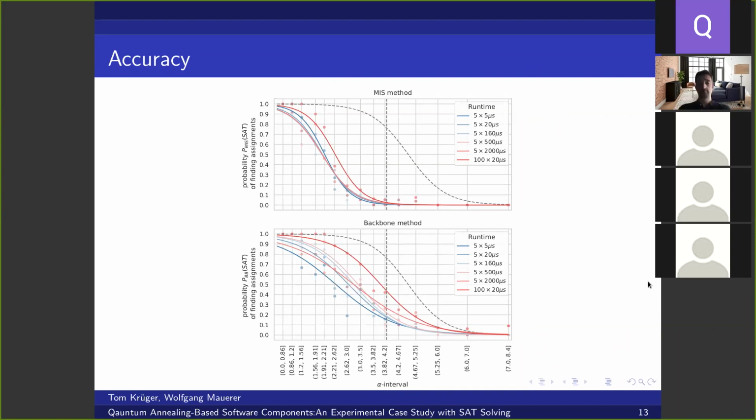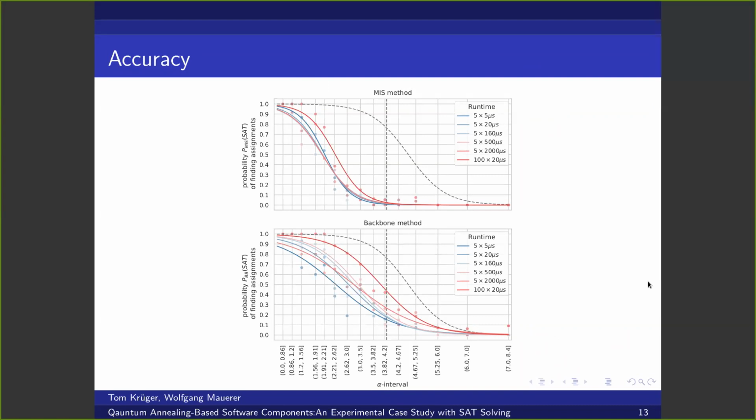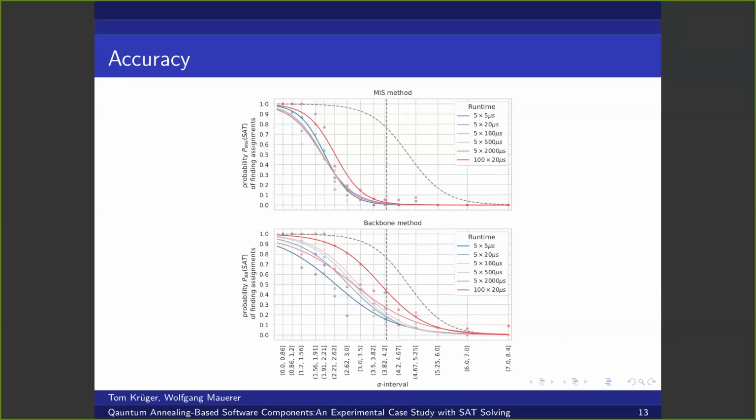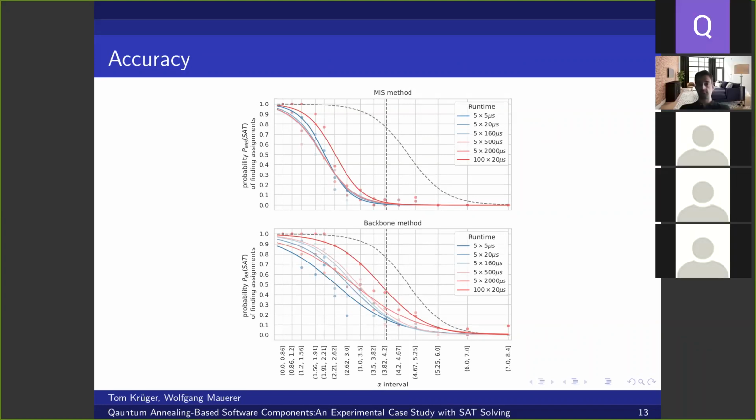Which is very nice. And now we know that in both metrics, embeddability and accuracy, our backbone method outperforms the MIS method on this specific setup which we have experimented with. So we should, on this setup at least, use the backbone method.